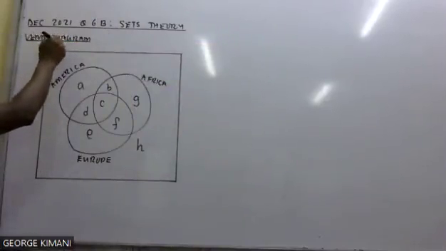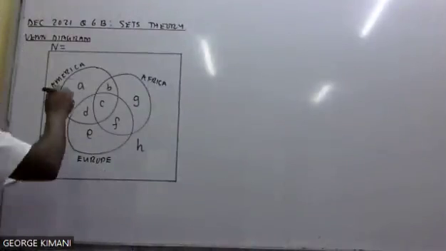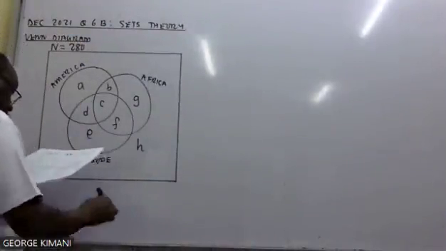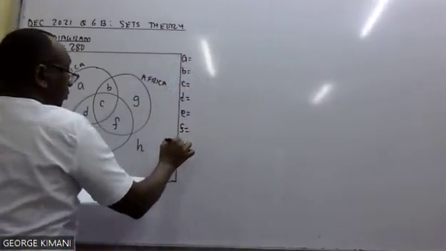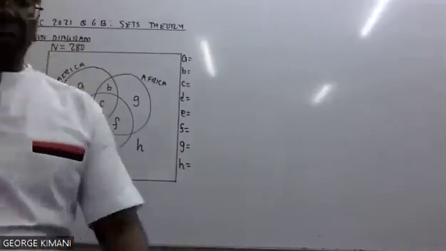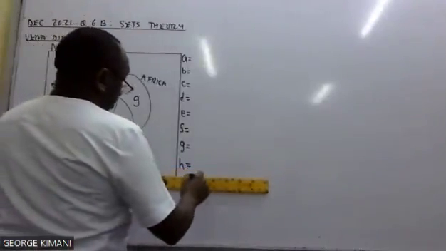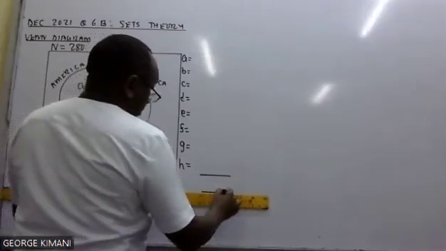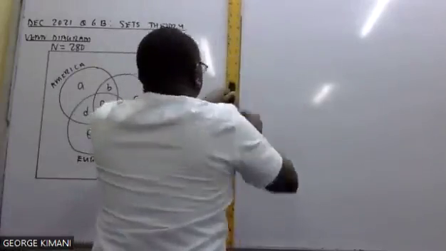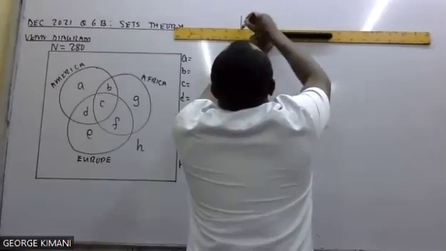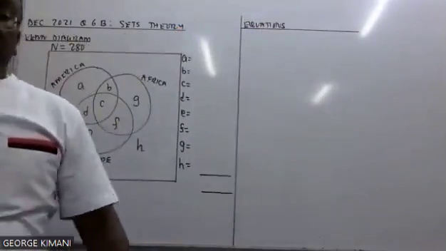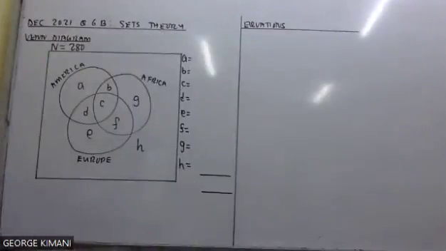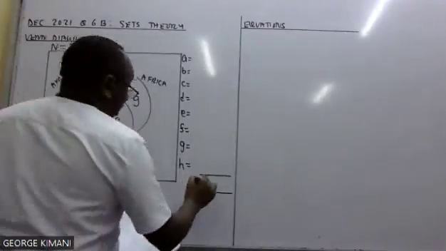We have N, which is the total number of delegates. The delegates are 280. So we have A here. If we are up to that point, the total here will get us to 280.